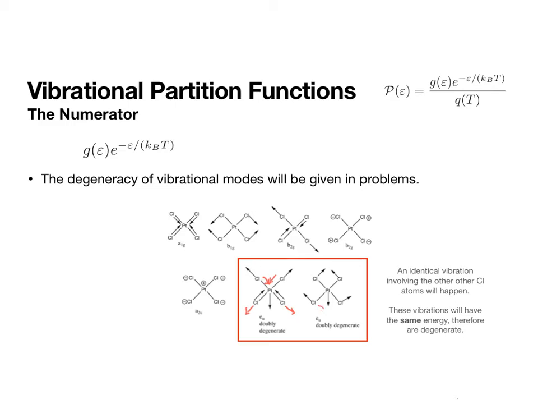So likewise, for this bending motion there's an opposite yet equal motion where the bottom chlorines go in and the upper chlorines go out. And so this degeneracy indicates that there are two possible modes for both of these motions. The key with degeneracy is that things have the same energy.